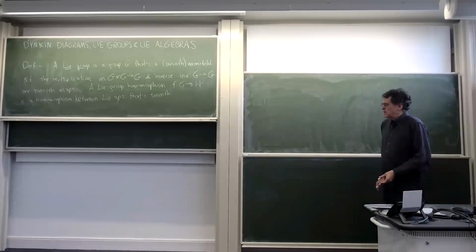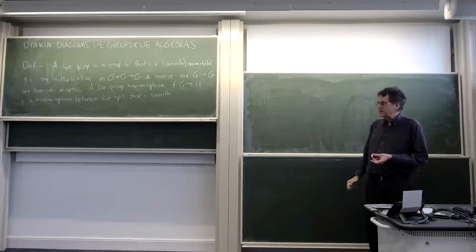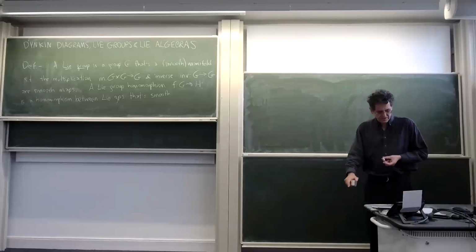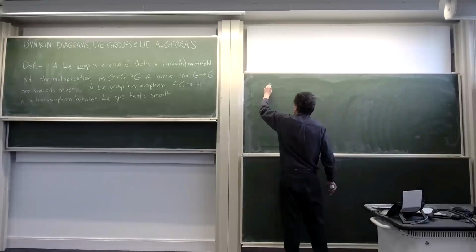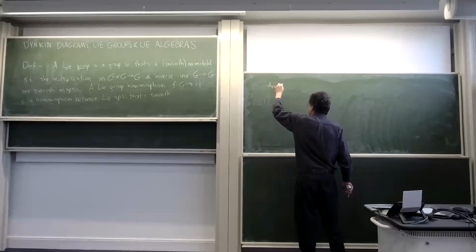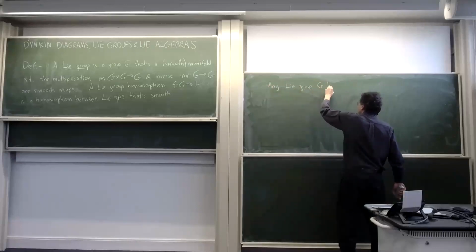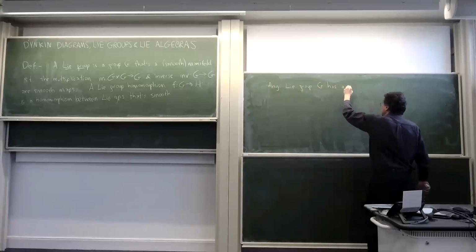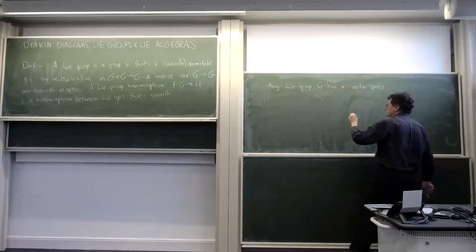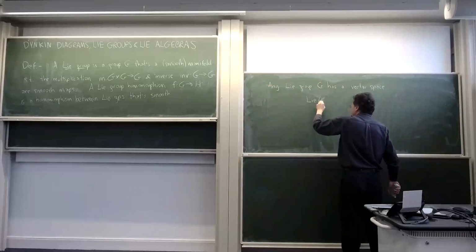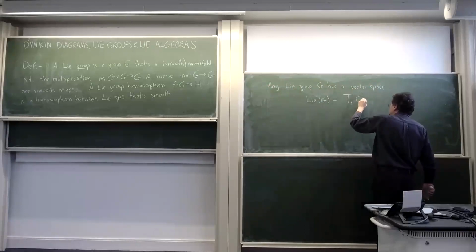So when people decided to try to understand these, they realized that part of what's so nice about them is that you can reduce a lot of problems about Lie groups to problems in linear algebra, because you can associate a vector space to any Lie group. So any Lie group G has, for starters, a vector space, which I'll call Lie of G. And what it is, it's the tangent space to the Lie group at the identity.